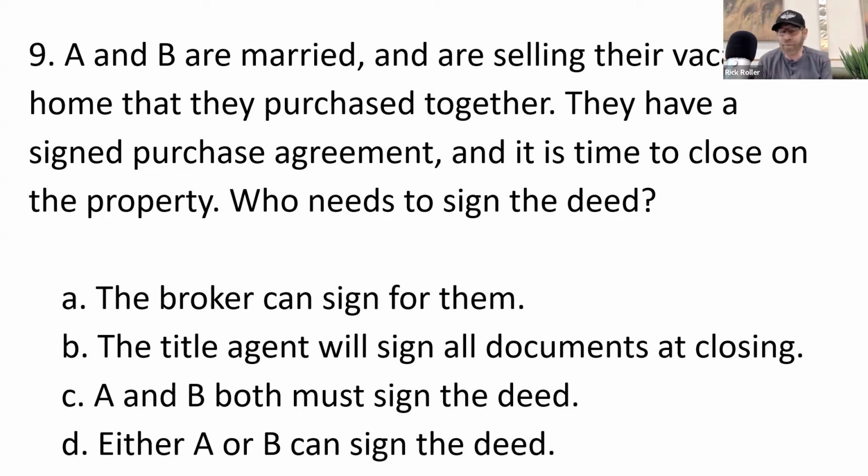No, they're a neutral third party and they can't sign. They do sign several documents saying what they witnessed or prepared, that sort of thing. And usually they're the notary, but no, they can't sign. A and B both must sign. Ooh, that sounds great. Either A or B can sign.